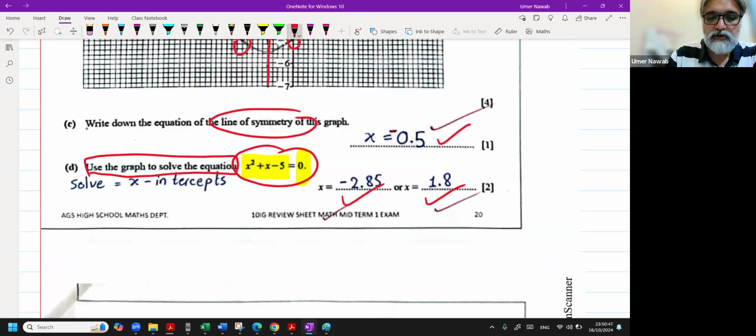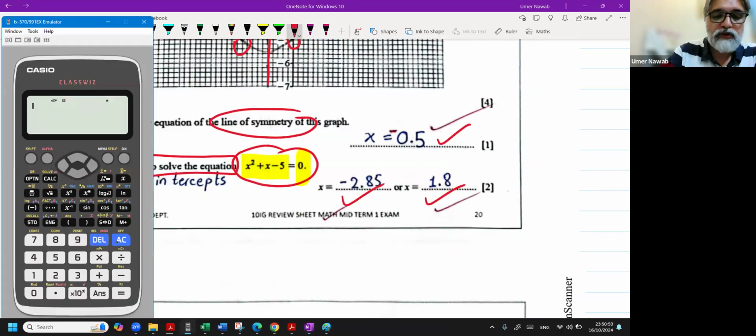Again, if you want to use the equation solver, I can write x squared plus x minus 5 equal to 0 and press shift solve. The calculator will give you an initial guess. You need to put the equal sign. So my accurate answer is -2.79, which is very, very close to -2.85. It means the examiner will accept my answer.